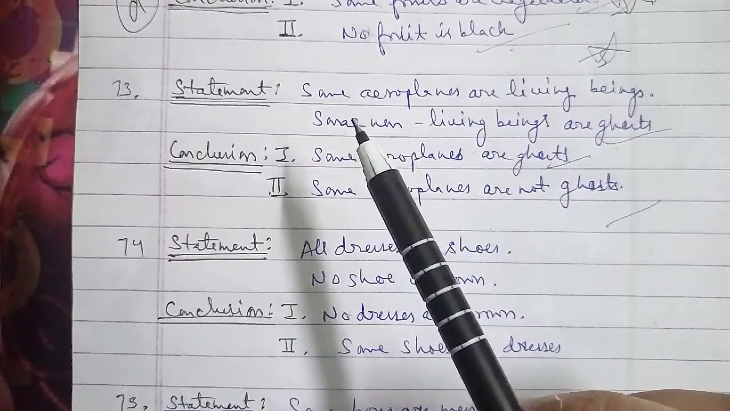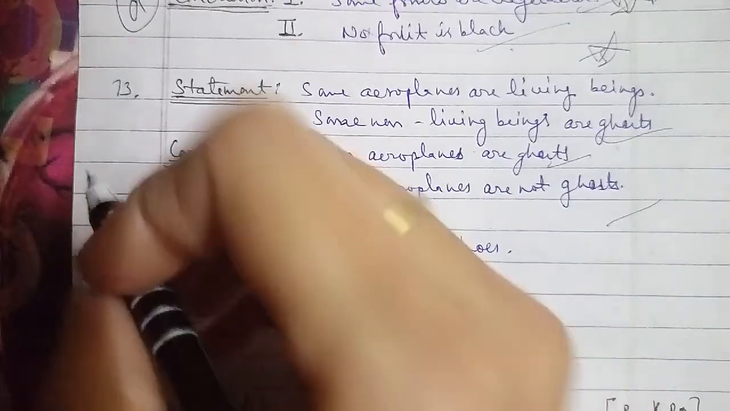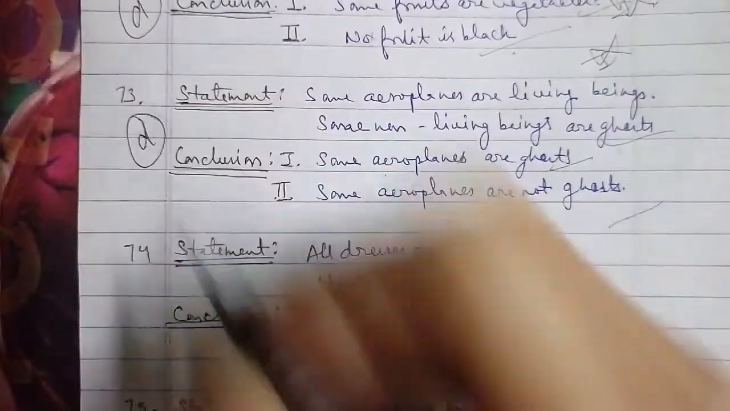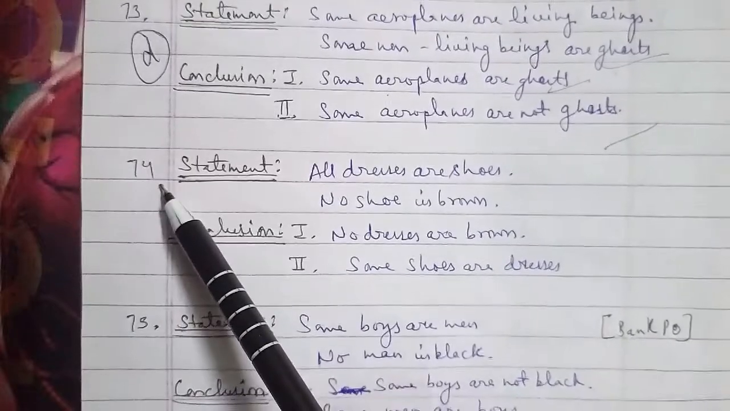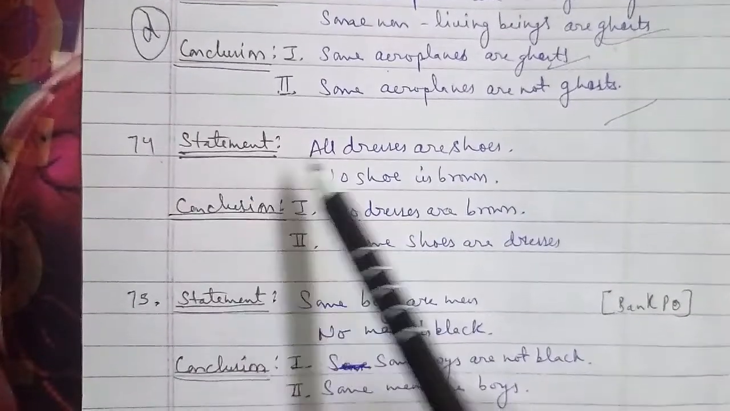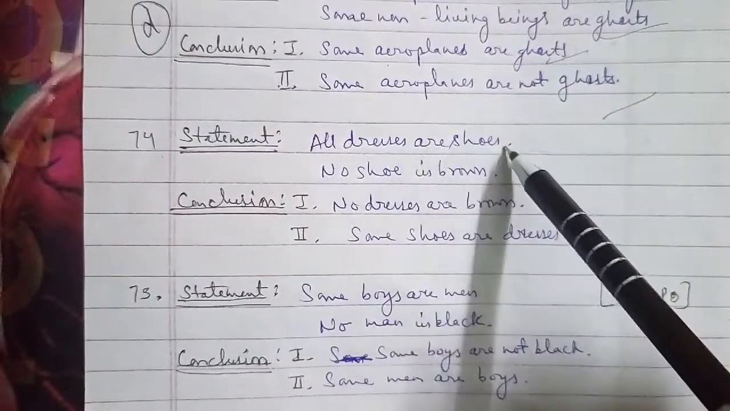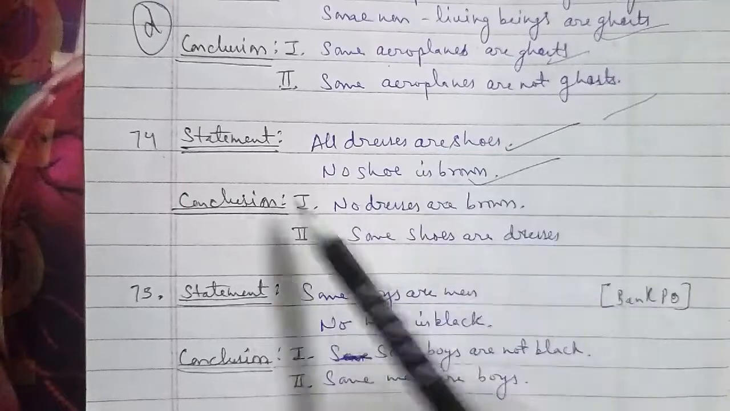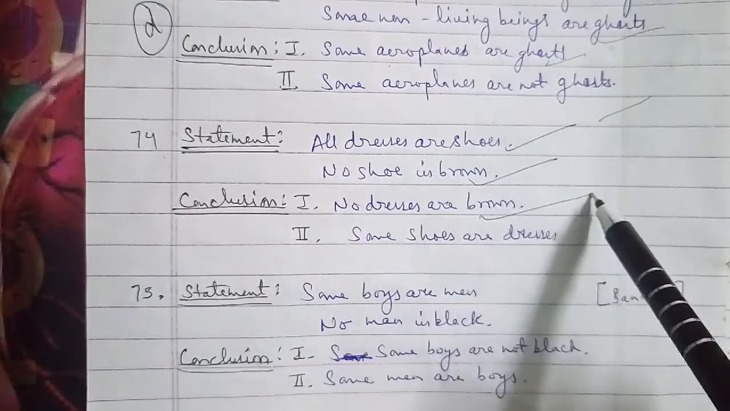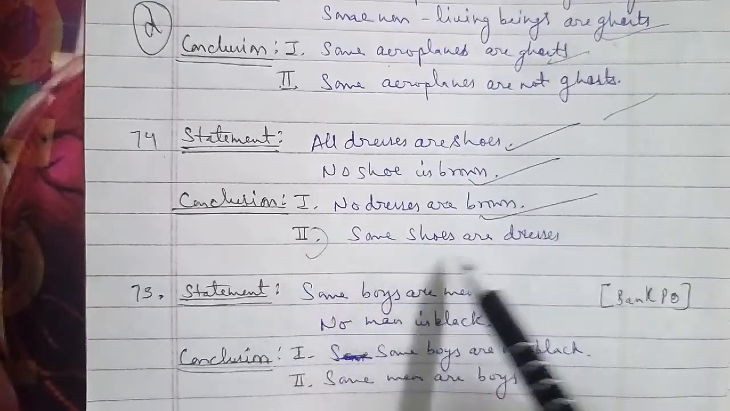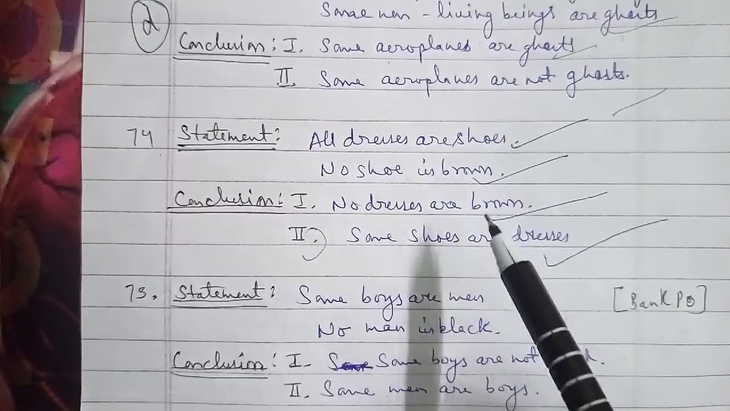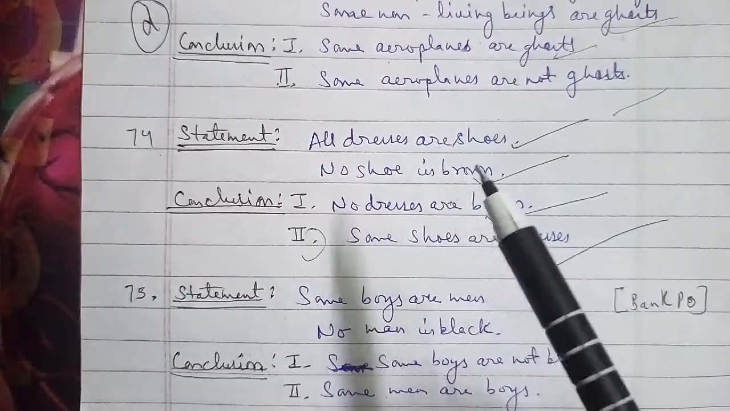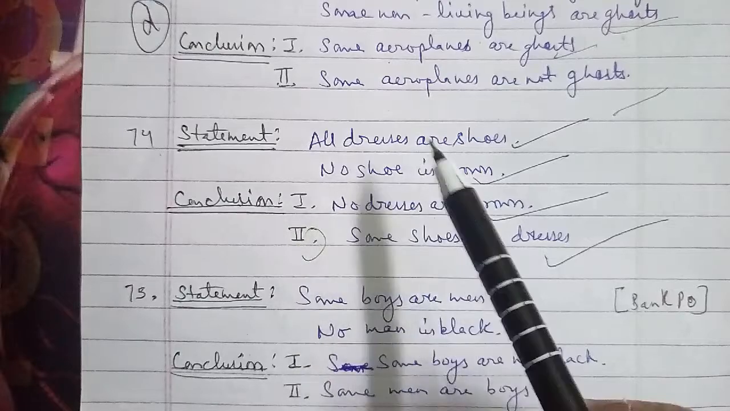Moving ahead with another question, question number 74 of the session. The statement we have is: all dresses are shoes, no shoe is brown. Conclusion one is no dress is brown, and the second conclusion is some shoes are dresses. With reference to this question, since one premise is negative, the conclusion must be negative, so only the first conclusion will follow, and for that sake option A will be the right answer for this question.